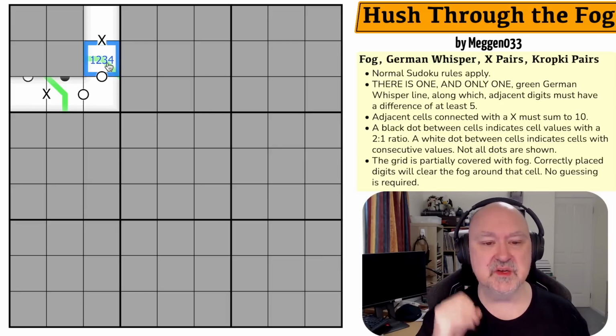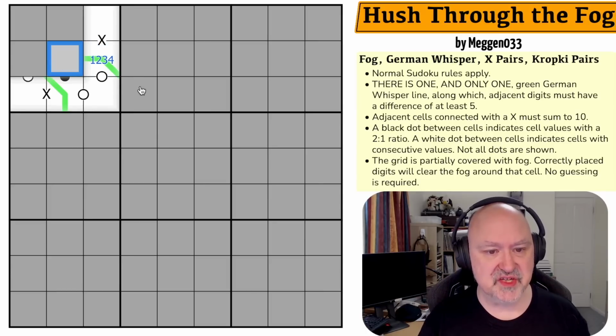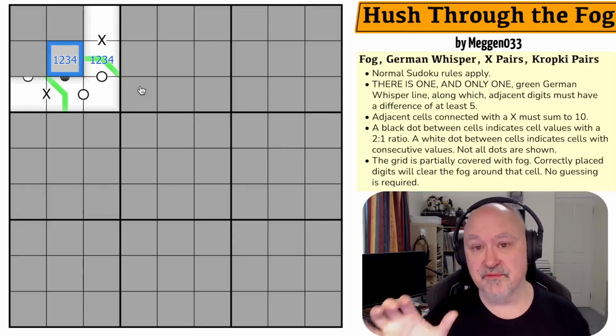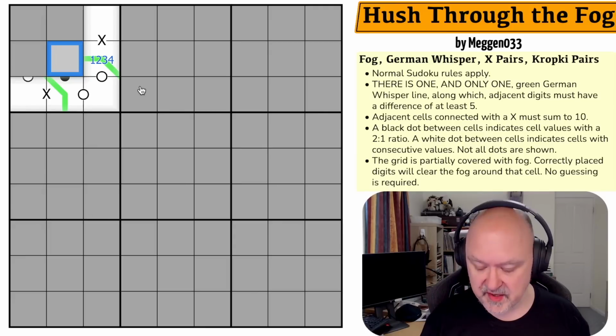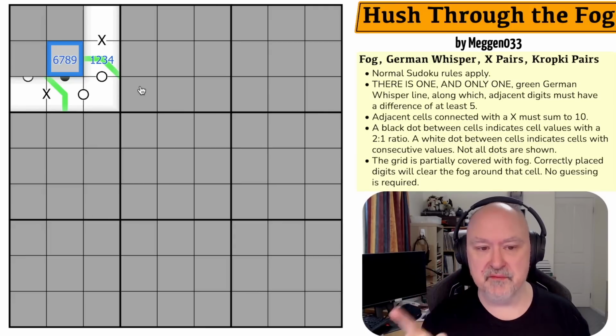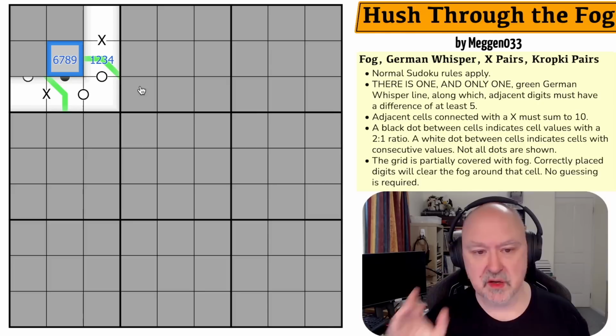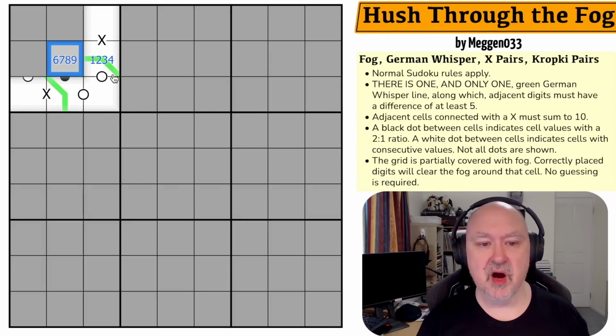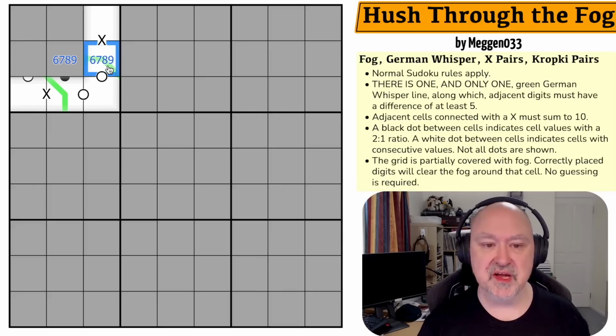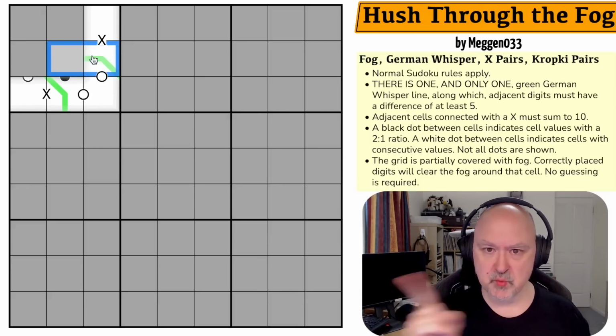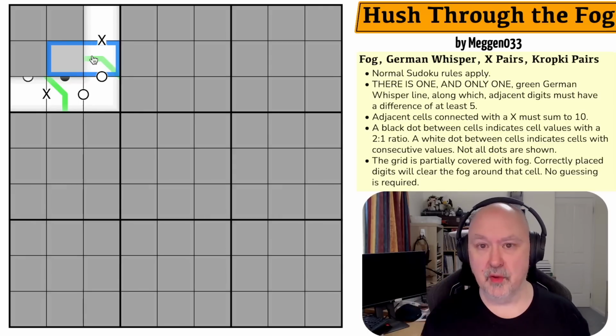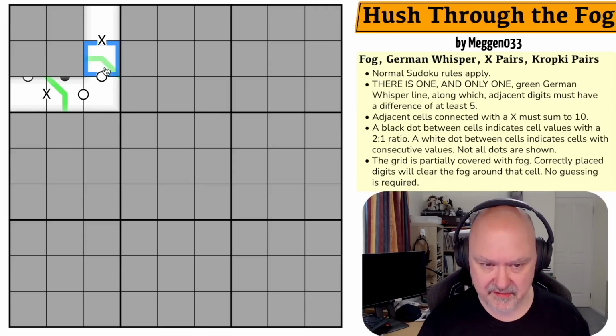So every digit has to be either below 5 or above 5. If a digit is below 5, the digit next to it can't also be below 5, because the maximum difference is 1 to 4, which is only a difference of 3. So the digit next to it would have to be above 5. If you have a low digit, the next digit is high, and the same is true the other way: if you've got a high digit, you can't put a high digit next to it, as the maximum difference is 3. So moving along German whisper lines, you always alternate below 5, above 5, below 5, above 5, or alternate high-low. We call that alternating polarity.